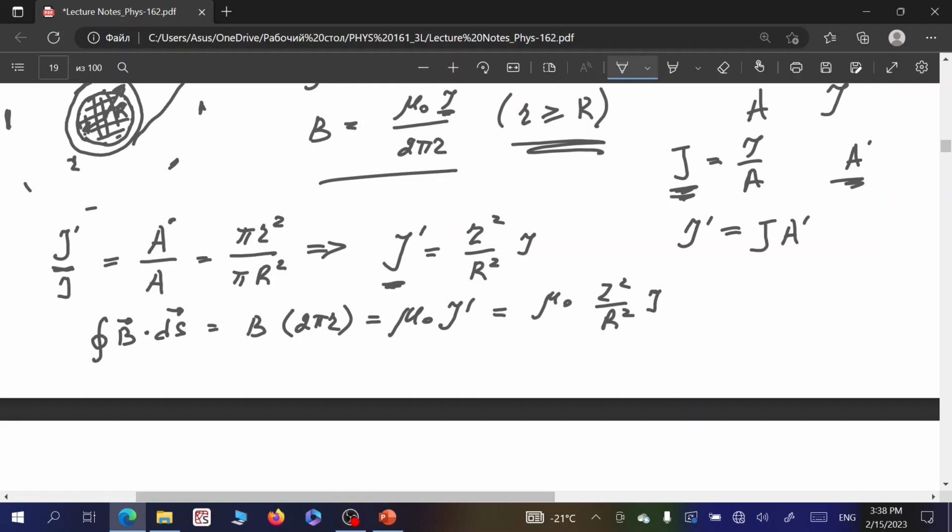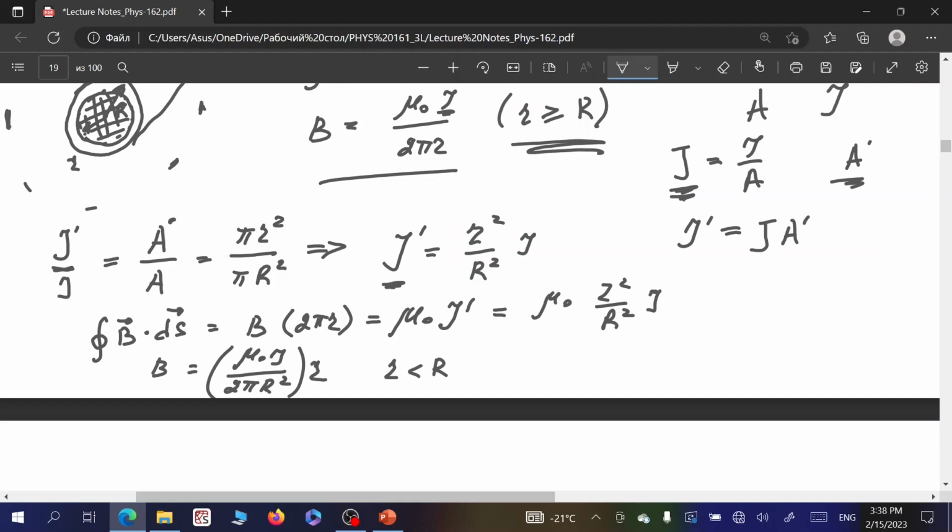So now we can express the magnetic field, and we will get the expression for B as mu naught times I divided by 2 pi R square times r, in the case when r is smaller than the radius of the cross section of the conductor.